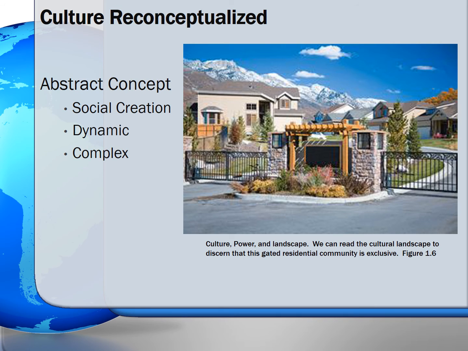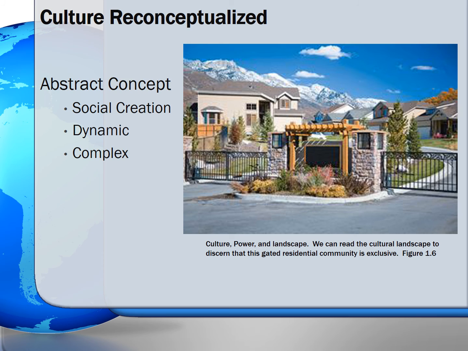Recently, geographers have been looking at culture as an abstract concept rather than a collection of traits or a set of life habits. The newer concept has three attributes. 1. Culture is a social creation. It's shaped by more than one person and reflects a diversity of factors. 2. Culture is dynamic. It's not fixed; it's changing, fluid, and can be contested. 3. Culture is a complex system. As people interact, they create culture and reshape culture at the same time.